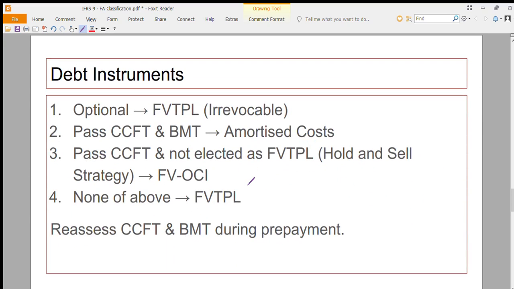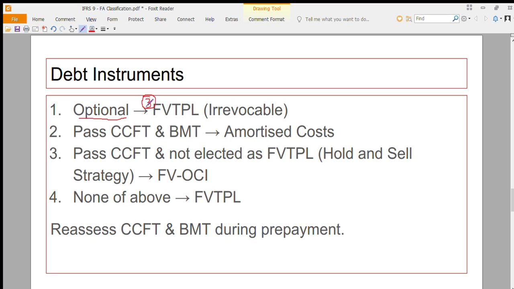So the first one, debt instruments. So I want you to have a very clear mind. This is going to be relatively simple. I just need you to concentrate. Okay. Both debt and equity instruments, we always have an option. It is always available for an entity to classify this under category 3, fair value through profit and loss. So what we are trying to say here is any asset can be classified under this category, fair value through profit and loss, and this classification is irrevocable.